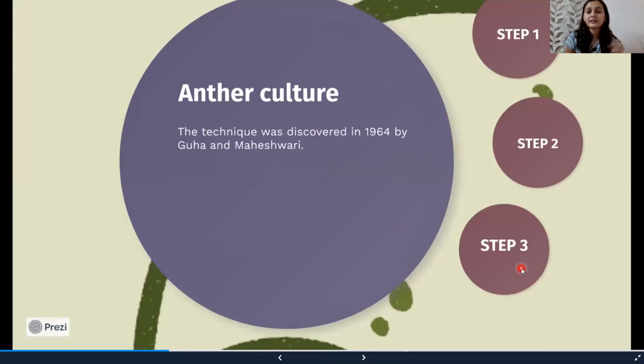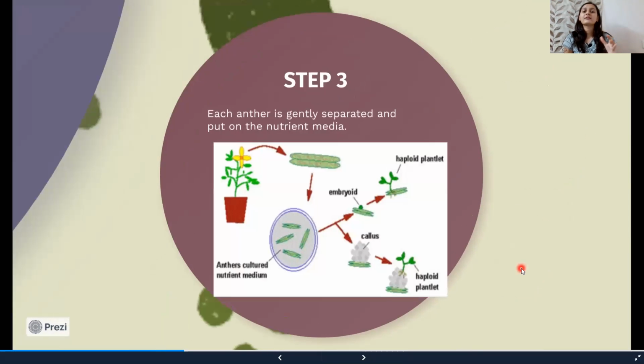Now step 3. Each anther is gently separated and put onto the nutrient media. So each anther is taken onto the nutrient media and they're separated. So this was the step. Now we will see in the figure what is there.